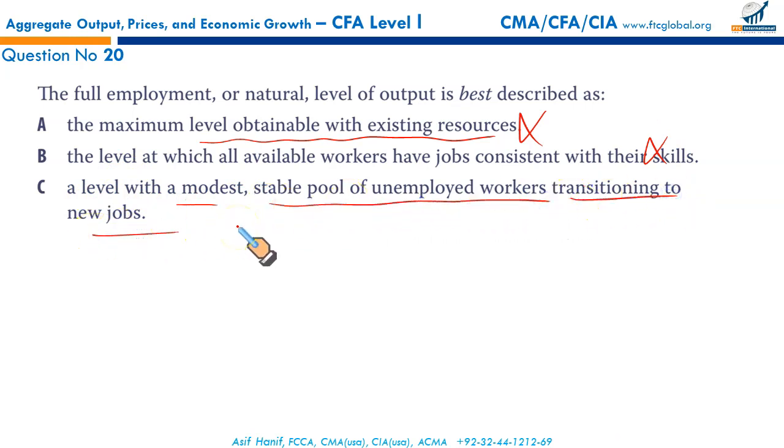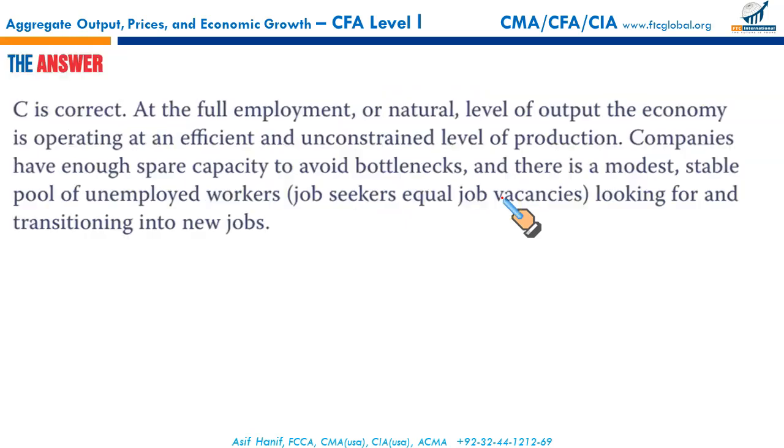So remember, when the economy is operating at full employment, it means the economy is operating at an efficient and unconstrained level of production. Companies will have enough spare capacity to avoid bottlenecks, and there is a modest, stable pool of unemployed workers that are transitioning into new jobs. C is the correct option.